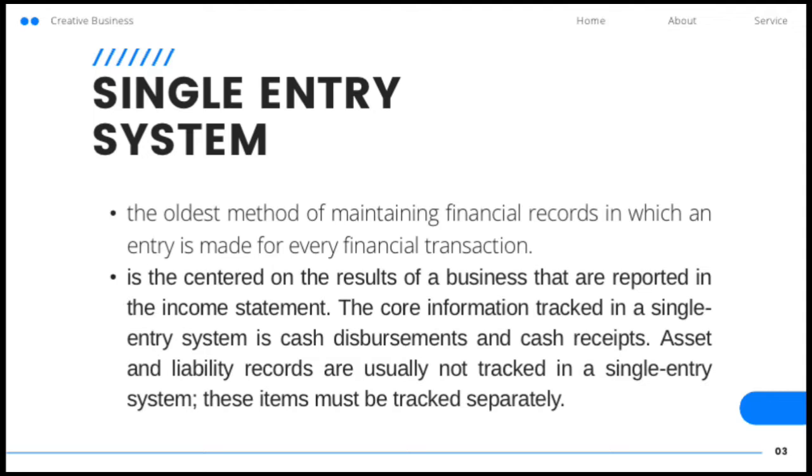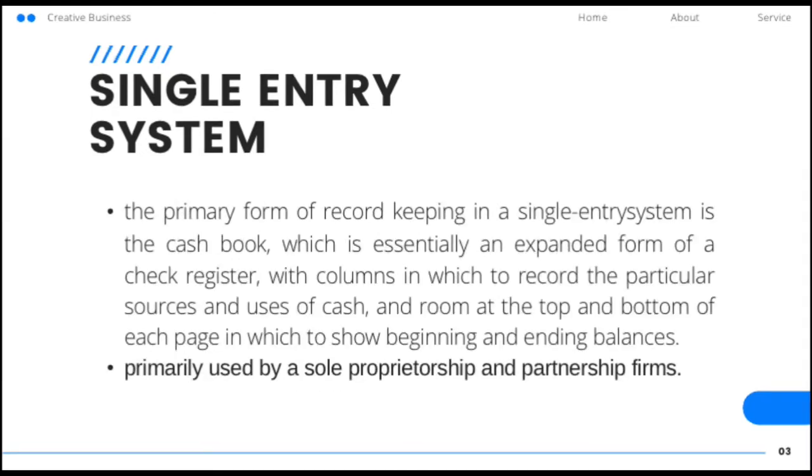Asset and liability records are usually not tracked in a single entry system. These items must be tracked separately. The primary form of record keeping in a single entry system is the cash book, which is essentially an expanded form of a check register, with columns in which to record the particular sources and uses of cash, and room at the top and bottom of each page in which to show beginning and ending balances.